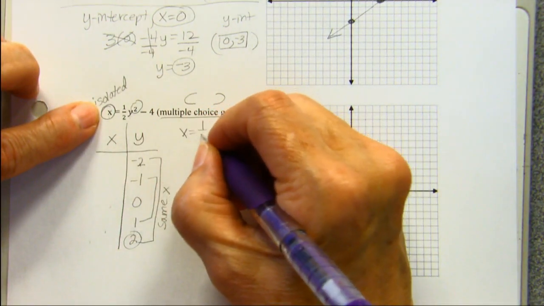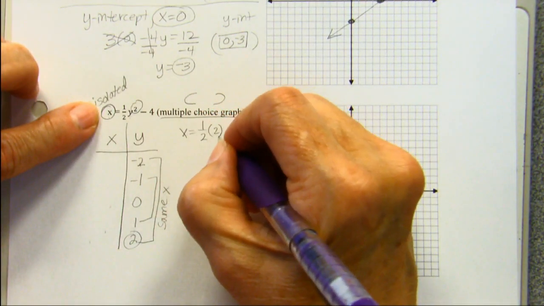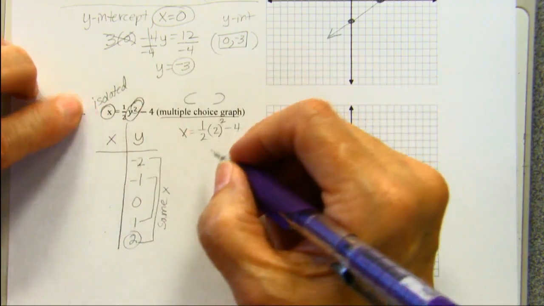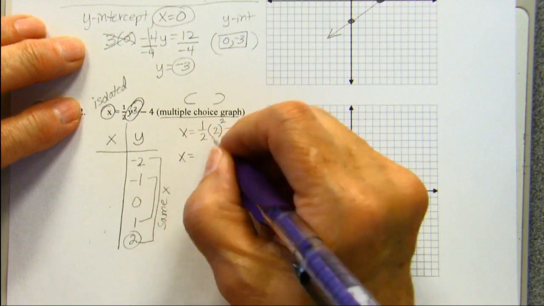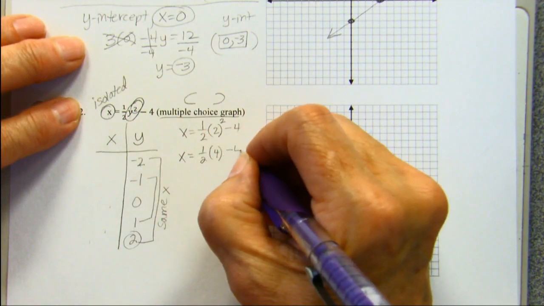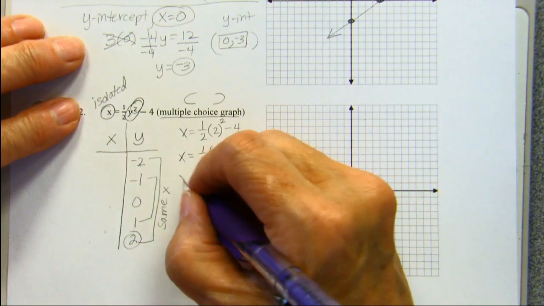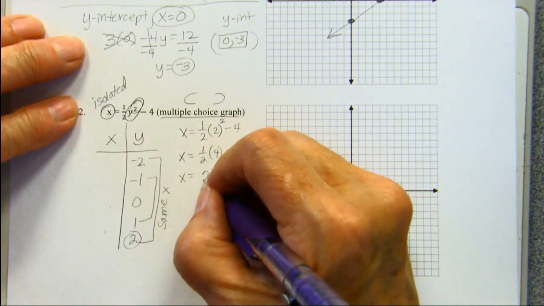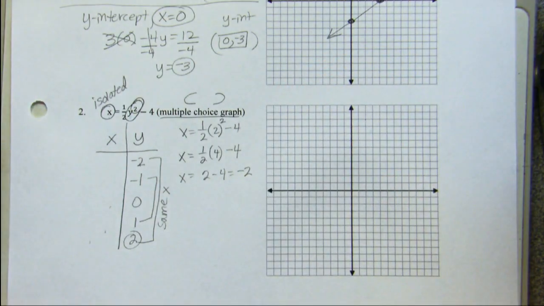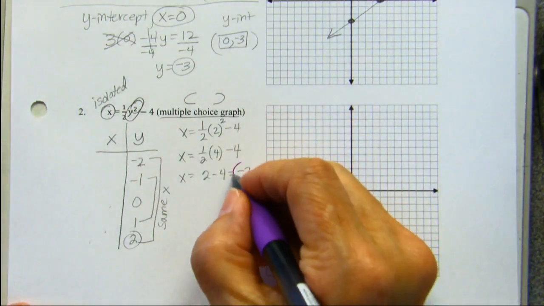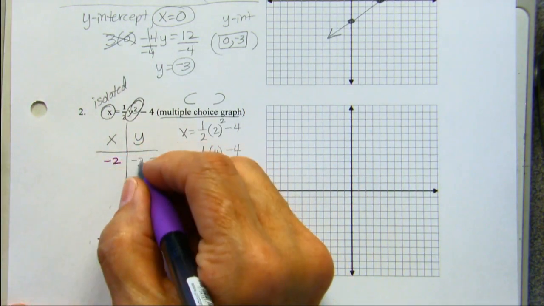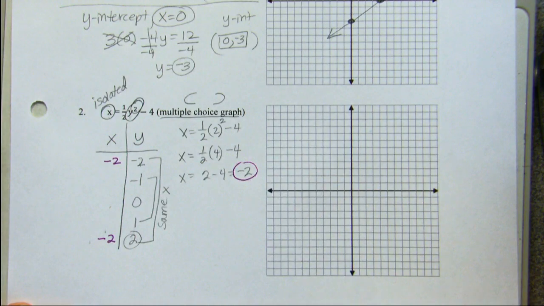x equals 1/2 times 2 squared minus 4. And only the y is squared. So x equals 1/2 times 4, since 2 squared is 4, minus 4. Half of 4 is 2, minus 4 is negative 2. Okay, so my x is negative 2 when y is negative 2 and positive 2.